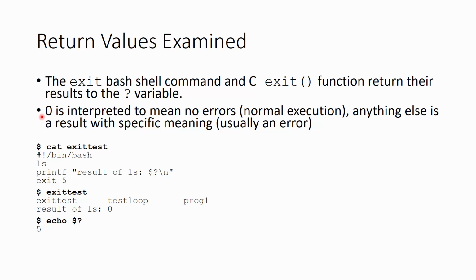So a 0 is traditionally interpreted to mean that there are no errors in the return result of the previous command. That we'd call normal execution. Anything else would be a result with some specific meaning, usually an error of some kind.